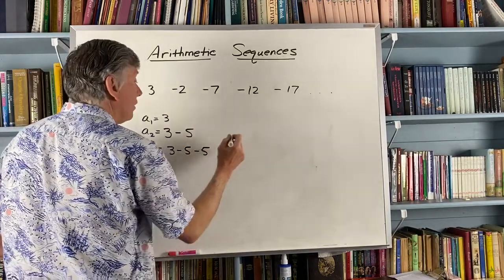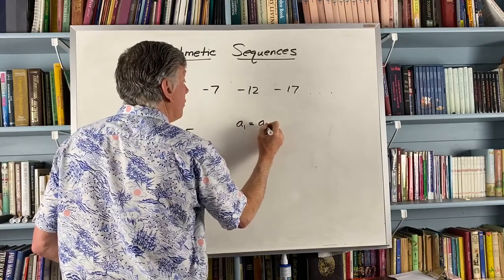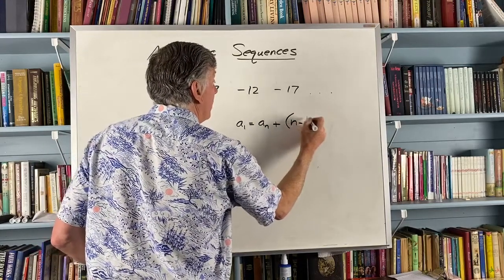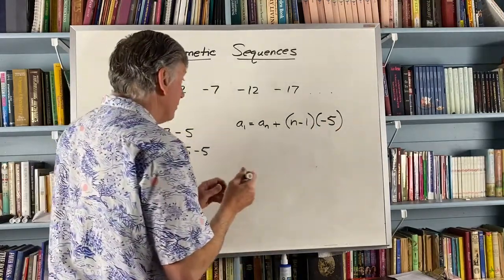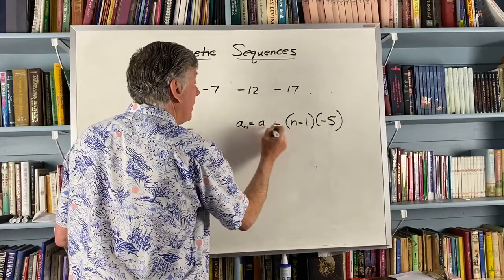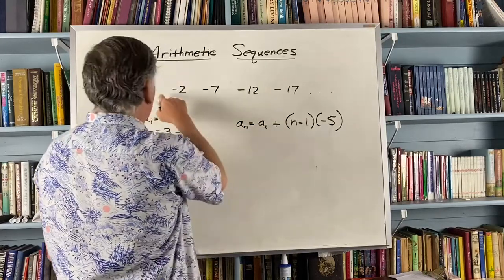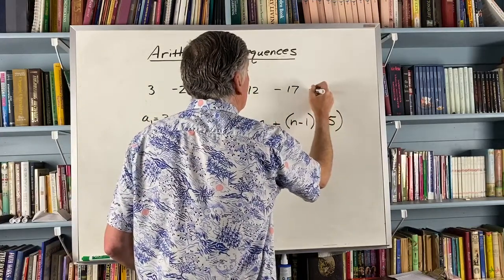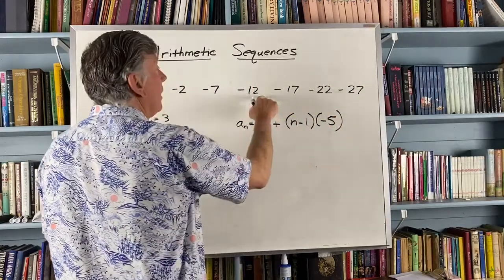So we can write our general formula then as a sub n is equal to a sub 1 plus n minus 1 times negative 5. And let's see if that checks out. Oops, I wrote these backwards. Pardon me. A sub n, a sub 1. In this case, let's see, 1, 2, 3, 4, 5. Let's do a couple more. Minus 22, minus 27. So now I've got 7 terms.